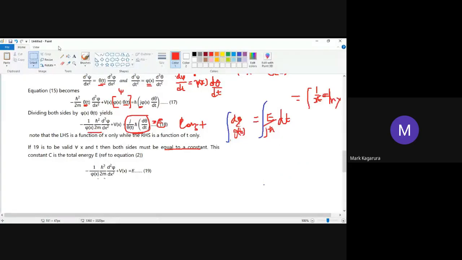So that will be ln theta, to ln theta t is equal to Et over h bar. So you remember 1 over j is going to be negative j. So that is it. So we can now get theta in terms of t, so theta t.